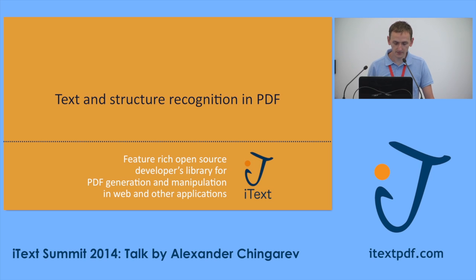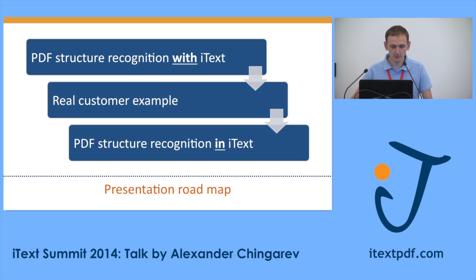Let me show you the roadmap of our presentation. It consists of three parts. The first part is PDF structure recognition with iText. Note that I have highlighted "with iText" intentionally because I want to underline that currently iText does not contain a high-level API for structure recognition, but in this presentation I want to show you how you can create your own structure recognition processor on top of the current version of the iText library, and that you can do all this in just a few steps.